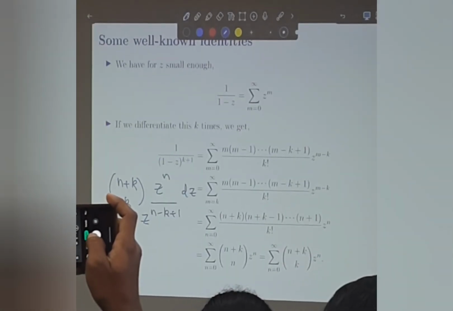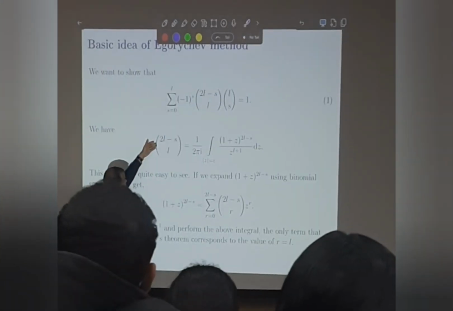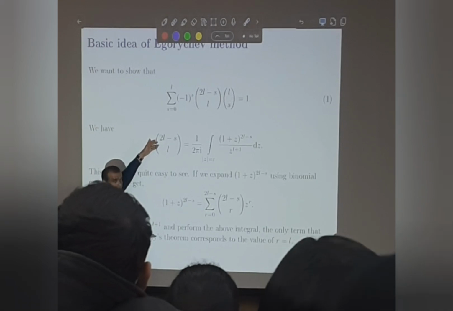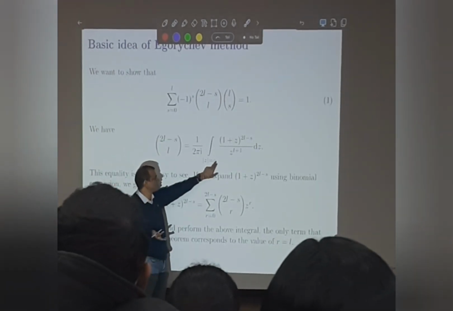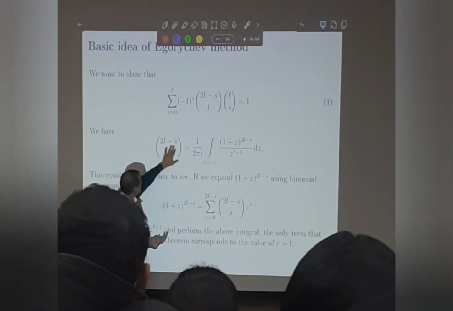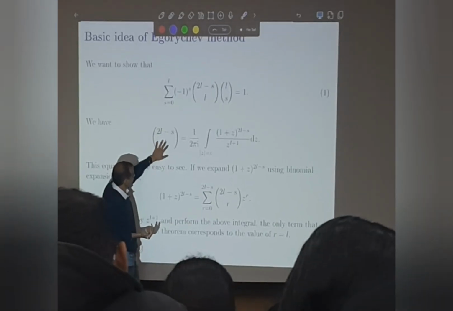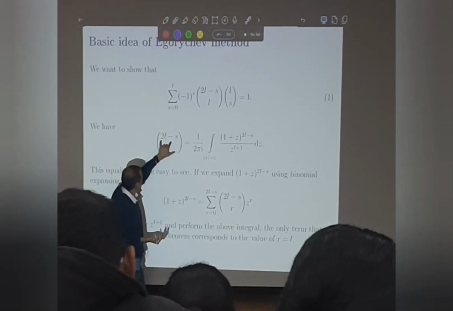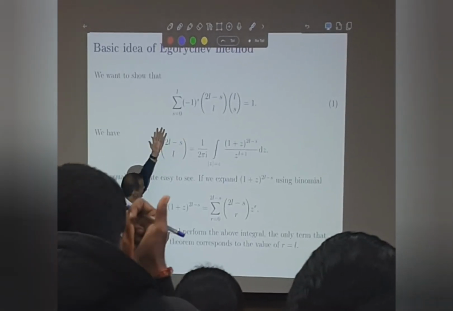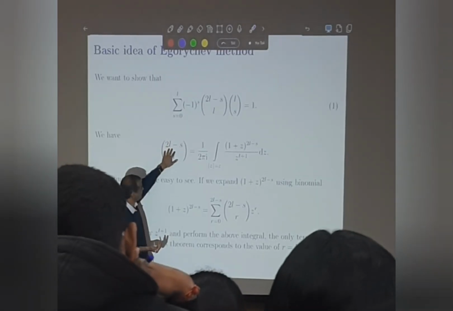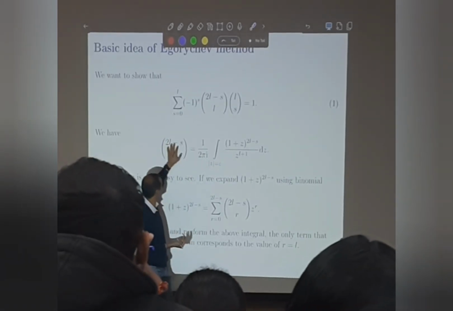Or maybe I should use r. Sorry. 2L minus s choose L as a contour integral. And this epsilon is some positive number but small. Okay. So I have 2L minus s choose L. This is equal to 1 over 2 pi i. Now what about this power? I'm going to use the first representation. So if I use the first representation, that's going to be (1 plus z) to the 2L minus s.